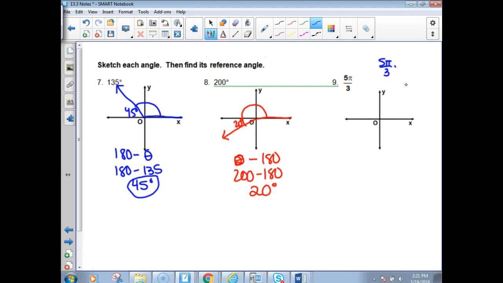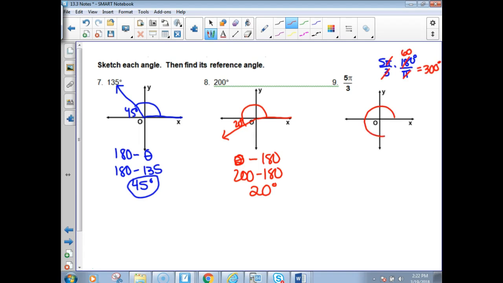Let's convert back to degrees. The only problem is, guys, our answer must be in radians. The reference angle has to be in the same units as what you started with. So 5 pi over 3 times 180 divided by pi. That's the way to convert it to degrees, which we discussed last week. You cancel out your pi's. 3 goes into 180, 60 times. 5 times 60 is 300. All right, so 300 degrees.